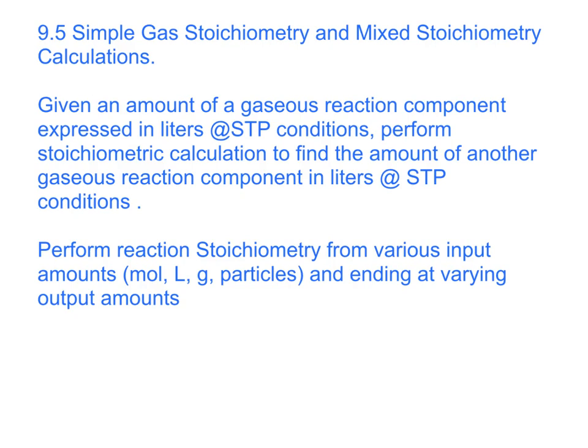Hello chemistry students, I'm here to do lesson 9.5 with you, where we're going to take a look at gas stoichiometry and take another look at mixed stoichiometry calculations. So the goals for this lesson are, if you're given an amount of a gaseous reaction component, and that'll be expressed in liters when we're at STP, we want you to be able to perform the stoichiometric calculations to find the amount of another reaction component, and it could be a gas, and then you're also going to output it as liters of gas at STP conditions.